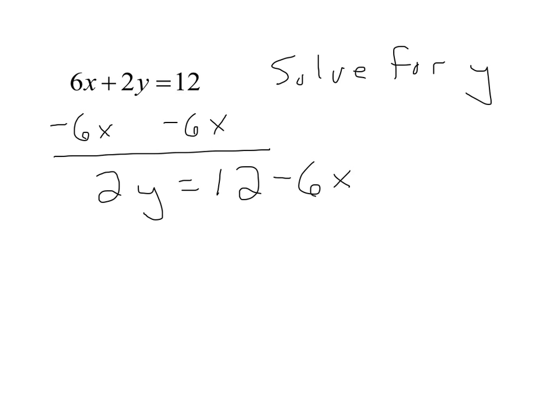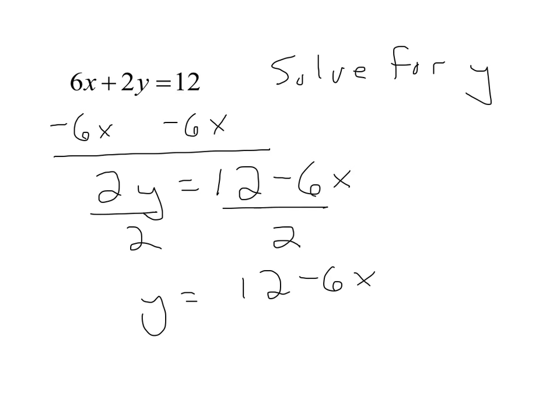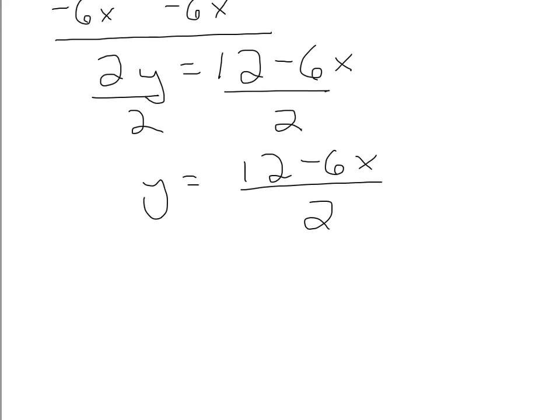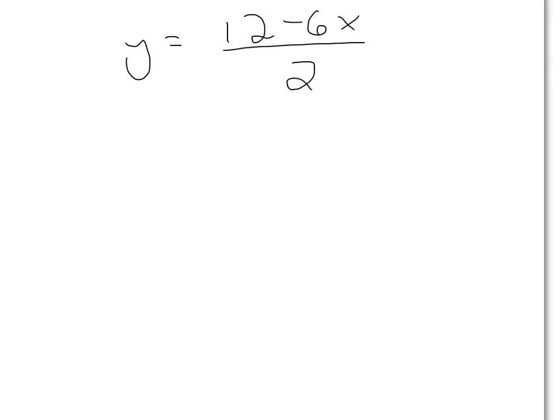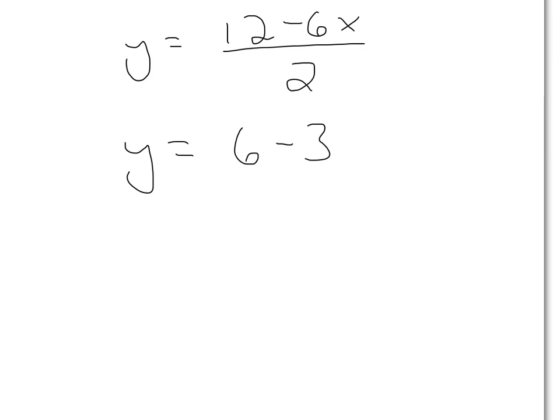So y is multiplied by 2. To undo that, I'm going to divide each side by 2. And I get y equals 12 minus 6x, all divided by 2. This answer could be simplified a little bit further because 12 and 6 can both be divided by 2. So I can just go ahead and do 12 divided by 2, which is 6, and 6 divided by 2, which is 3. So when I solve for y, I get y equals 6 minus 3x.